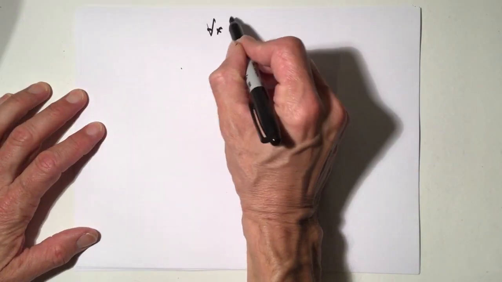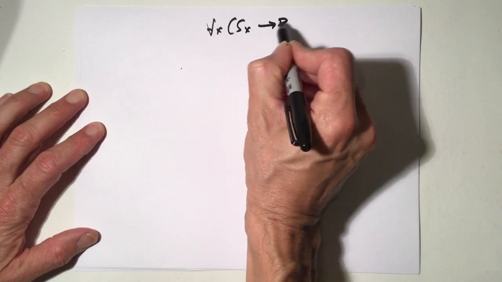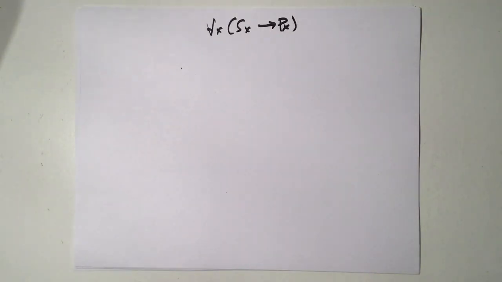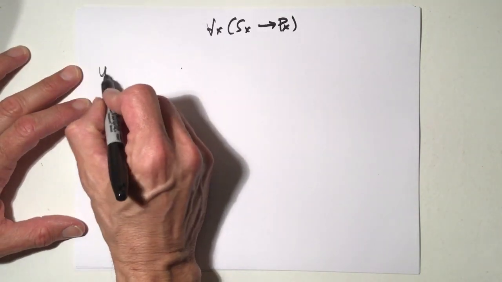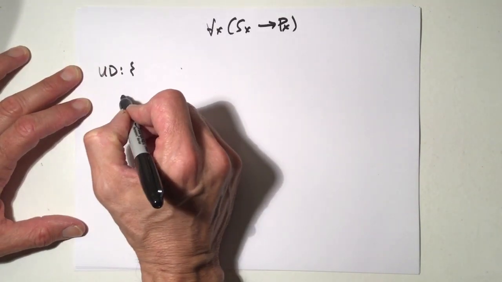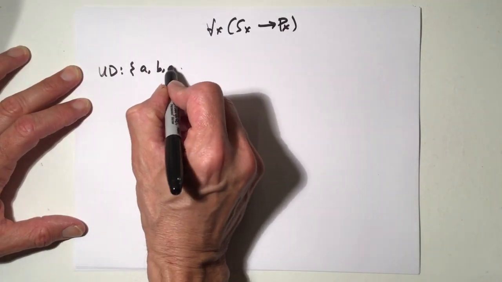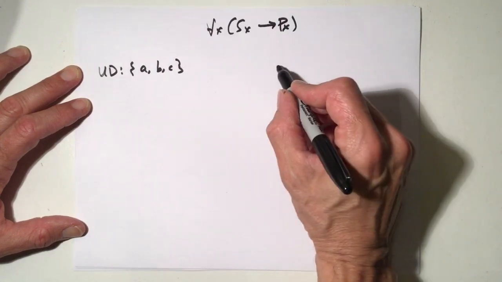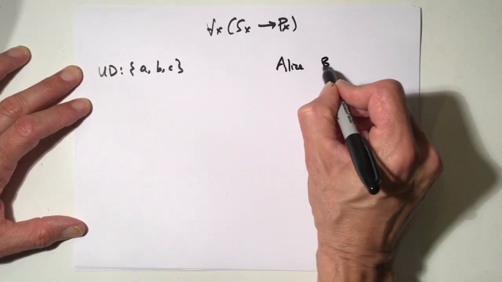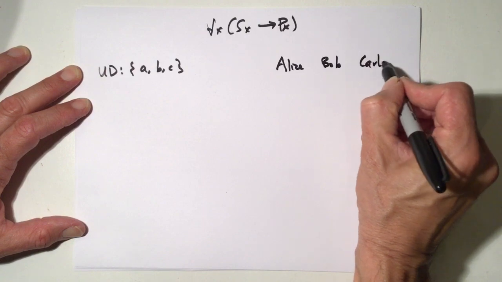So I want to start with a simple sort of sentence that we've been using in class a lot. Maybe we can write this one down. And we know that in one of the interpretations that we use a lot, this says all scientists are philosophers. And so, for instance, I might think of a very small universe of discourse where I'm talking just about three people that I could represent with A, B, and C. And for now, if we want to, we can think of these three people as Alice, Bob, and Carlos.